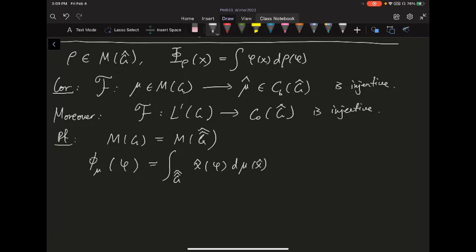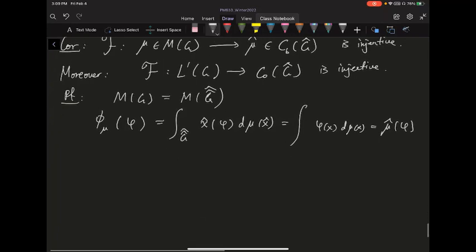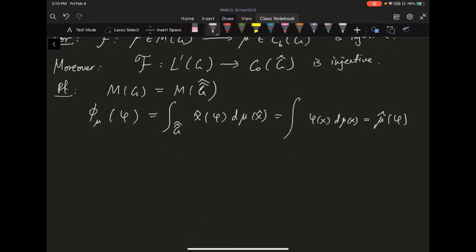of x hat. Okay, so this x hat of phi is just phi evaluated at x, d mu of x. So this is just the Fourier transform of this mu. Because this map from mu to phi of mu is going to be injective, the map from mu to mu hat is also injective. The Fourier transform of mu is just equal to this phi of mu. Okay, so this is injective.